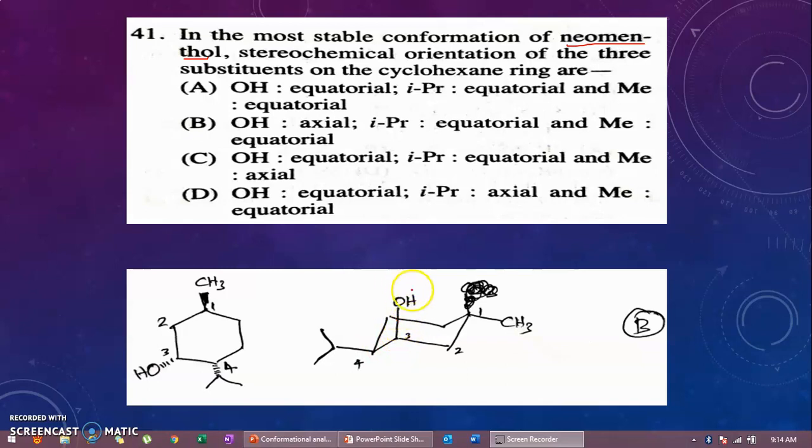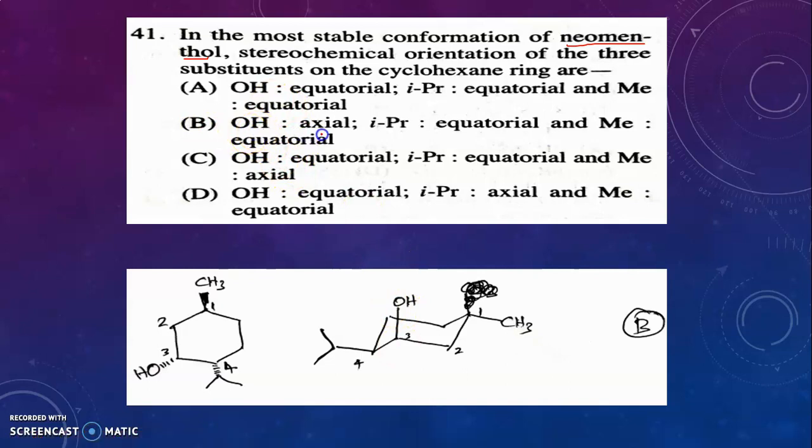So now what is the answer? See, the answer is the OH group is axial. Then the isopropyl group is equatorial and the methyl group also equatorial. So the correct option is B. See, in these options, if you find the OH group is axial, that is sufficient, because all other options have equatorial options. So the correct answer is B.